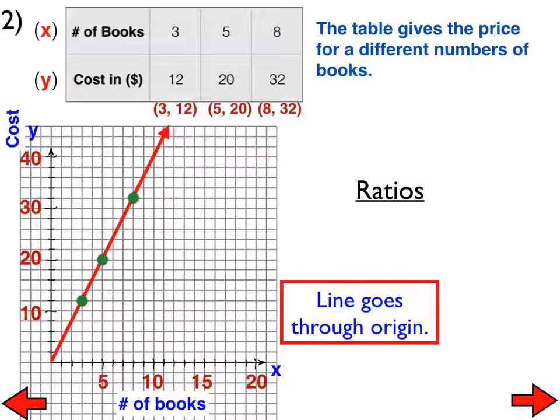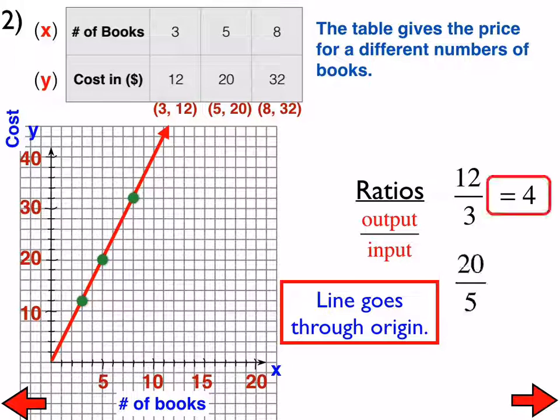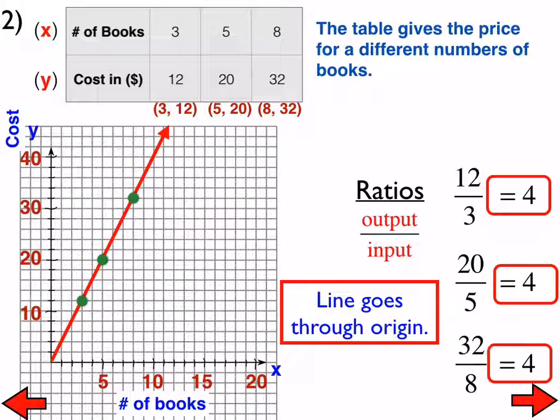And then the ratios, we're supposed to check the output over the input, not 12 to 3, which is what a few of you did. 12 over 3 is 4. 20 over 5 is 4. 32 over 8 is 4. The ratios are all equivalent to each other, so that's another reason why this is a proportional relationship. We could also use the constant multiplier, times 4, times 4, times 4, which is really where this comes from right here.